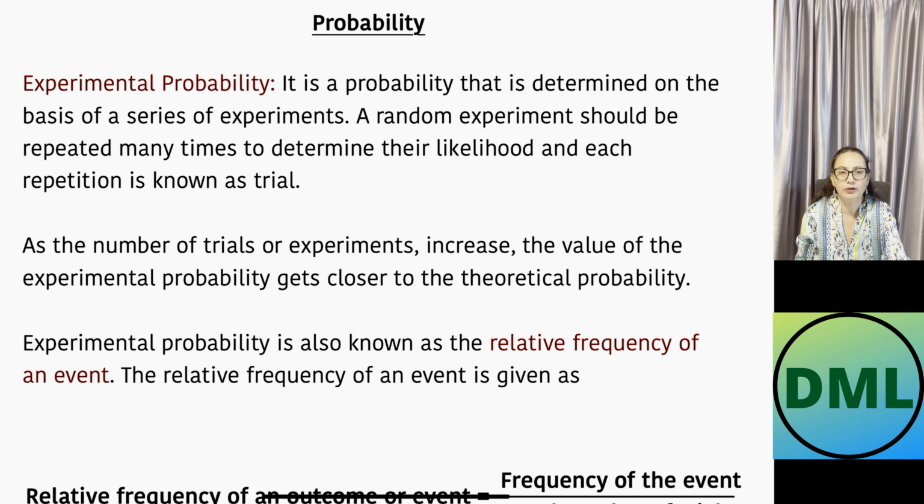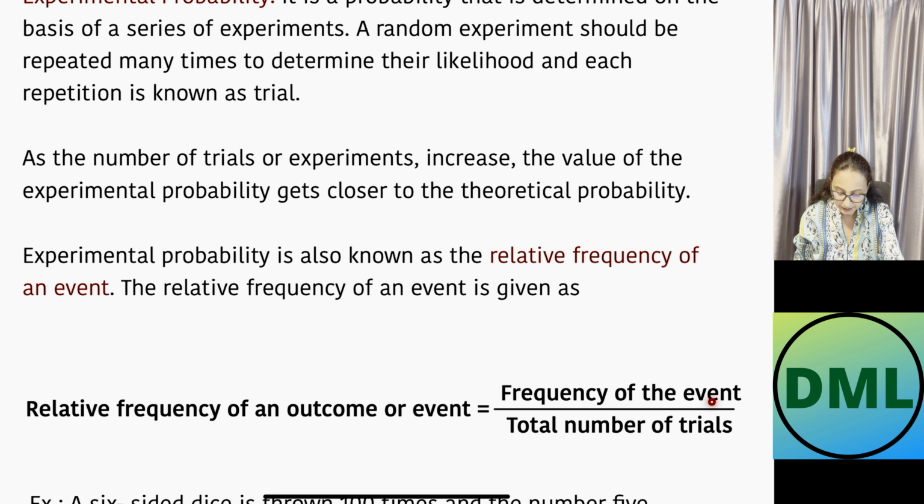You have to repeat your experiment so many times so that you can get the probability closer to the theoretical probability. As the number of trials or experiments increase, the value of the experimental probability gets closer to the theoretical probability. Experimental probability is also known as the relative frequency of an event. The relative frequency of an event is given as the frequency of the event divided by the total number of trials. This is your experimental probability formula. As you can see, experimental probability is also known as relative frequency of an event.